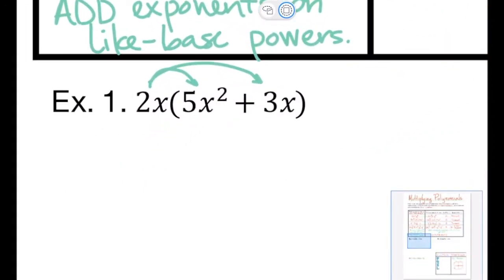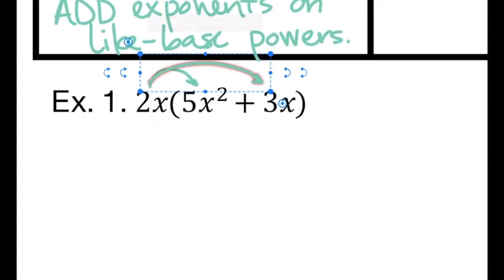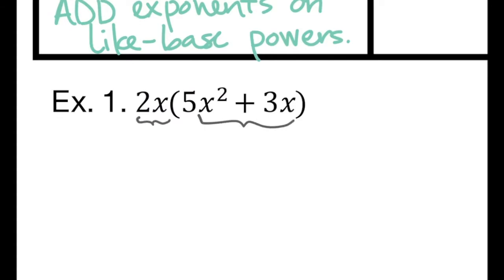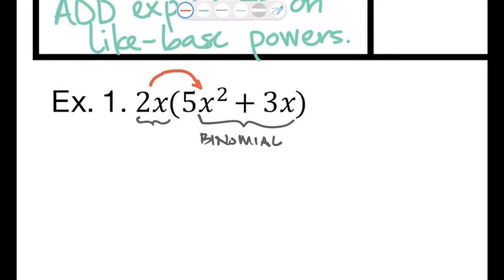So first off, I want you to look at what we're dealing with for this first one. Here, what we have is a monomial right here times a binomial. As soon as you have even one binomial, trinomial, or more, you've got to think distribution. So what does that look like? We have to multiply 2x times the 5x squared and also 2x times the 3x.